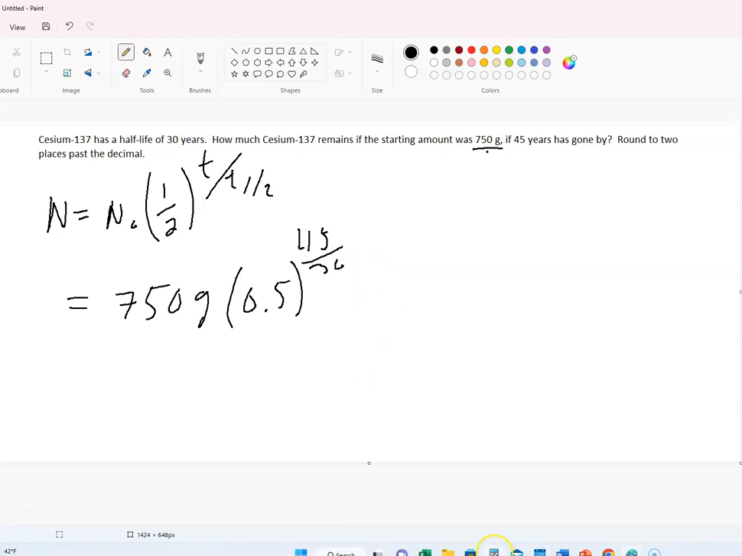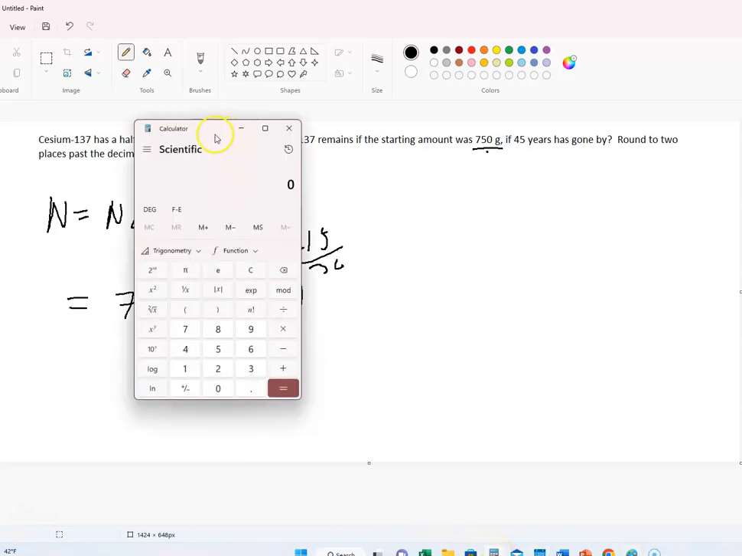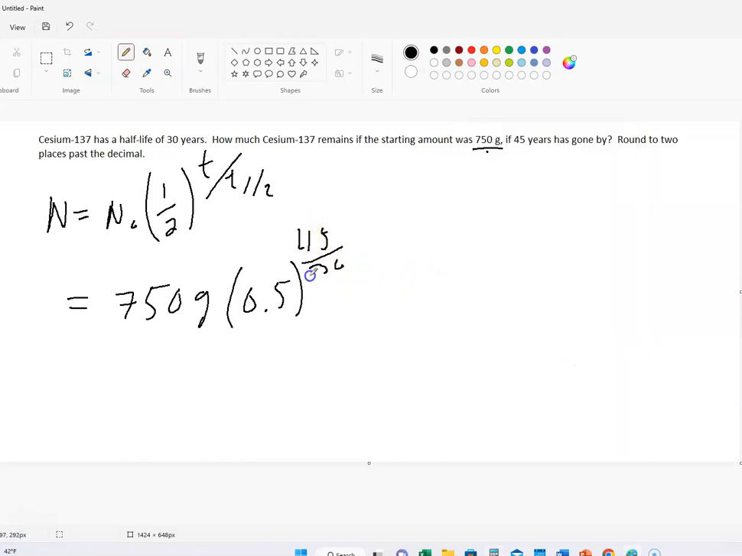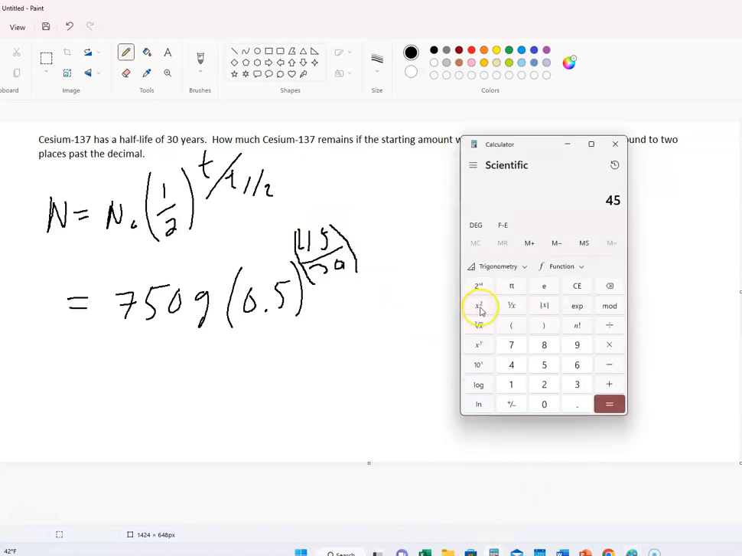Let's get this calculator going. Let me move it over a little bit so you can see this. I should put parentheses around this. That's 30 years, so the years part cancels. 45 divided by 30 is equal to 1.5.